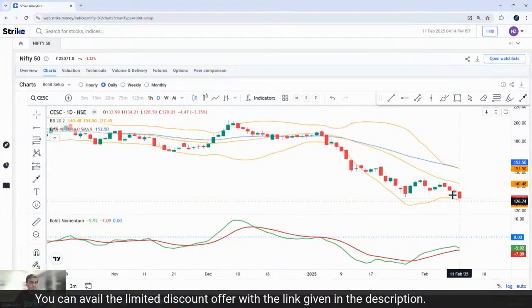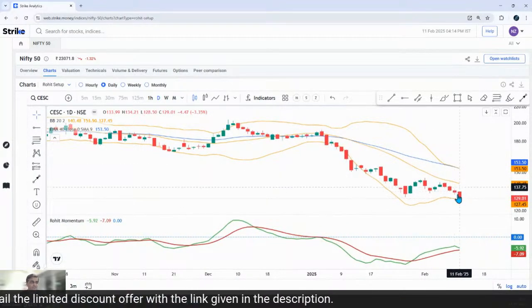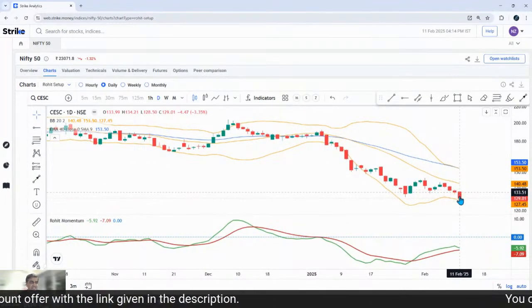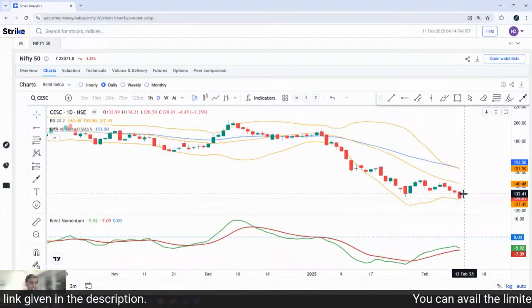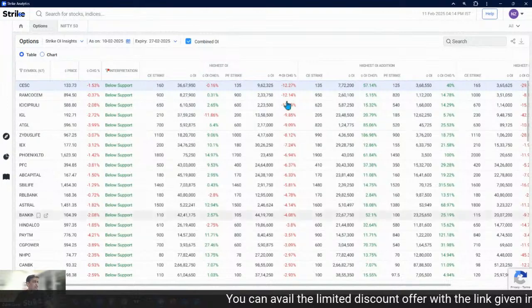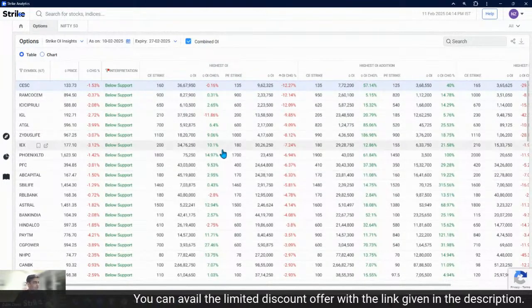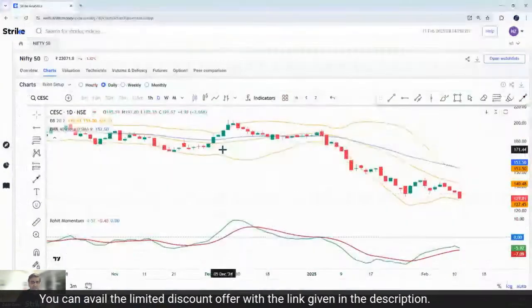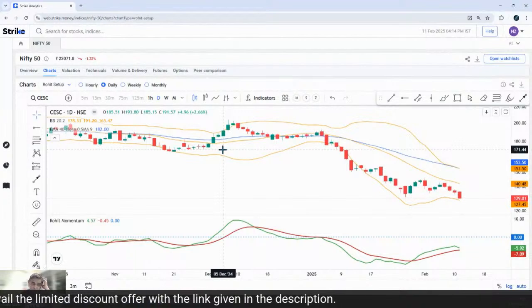So today, if you would have bought a put option of CESE, you would have benefited out of it. Today most of the stocks fell, but this is how you can sort them out. Is that clear? You can feel free to type any doubts or questions in the comment section.